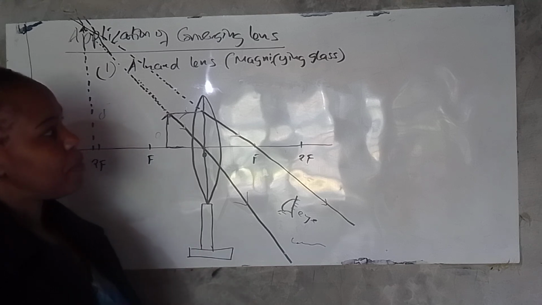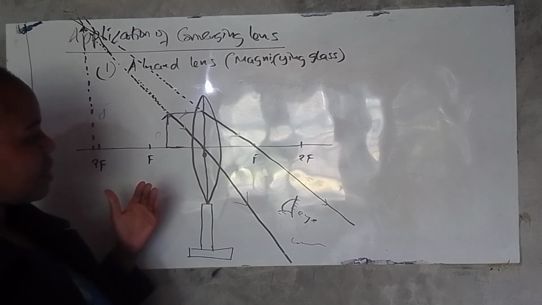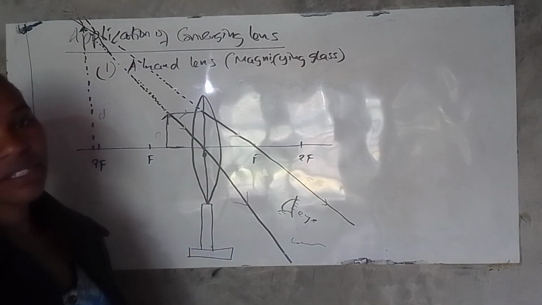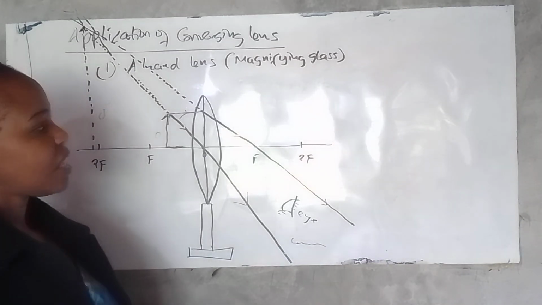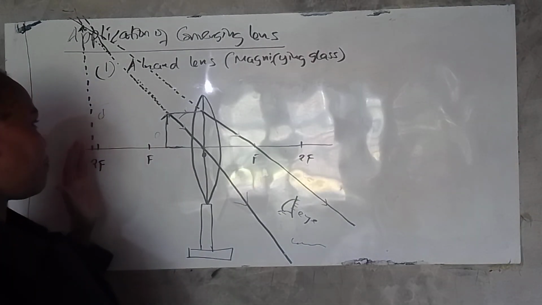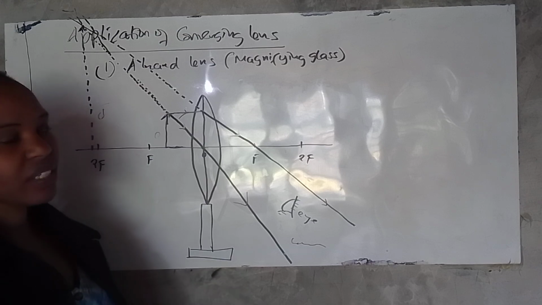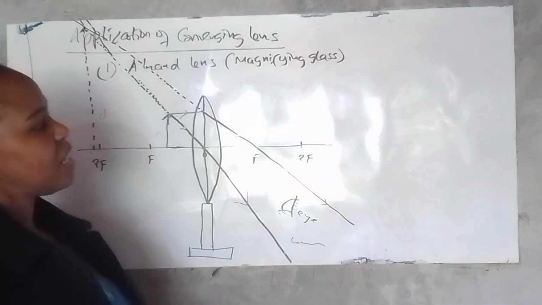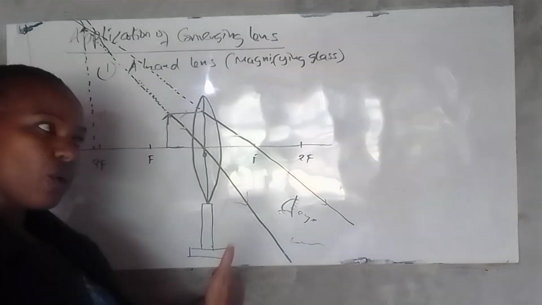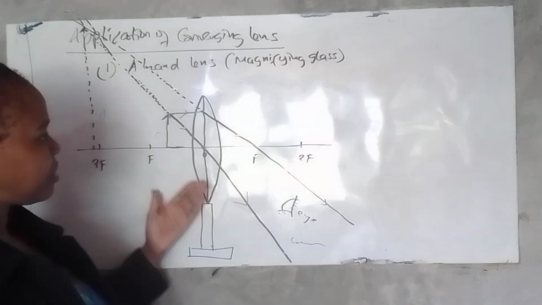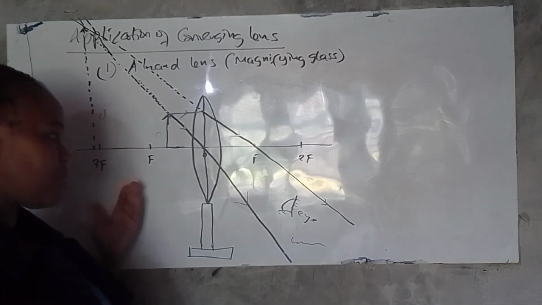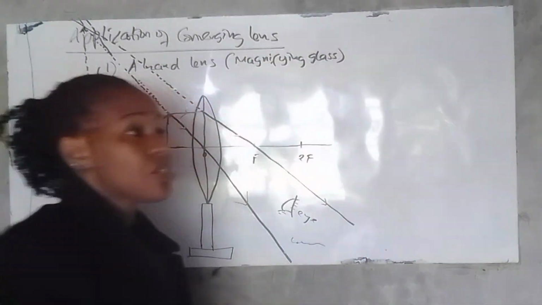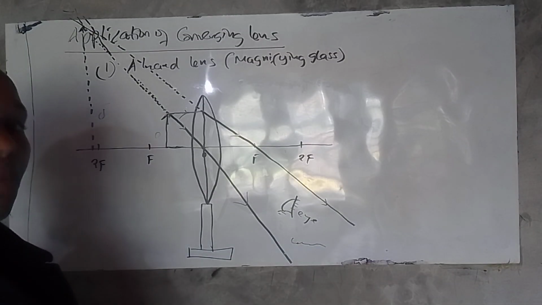It works on the principle of the object being placed between the principal focus and the optical center, and the image forms on the same side of the object. It is magnified, it's bigger than the object, and that is the whole idea. We want the object to be magnified, and it has been magnified by simply putting it between the principal focus and the optical center.